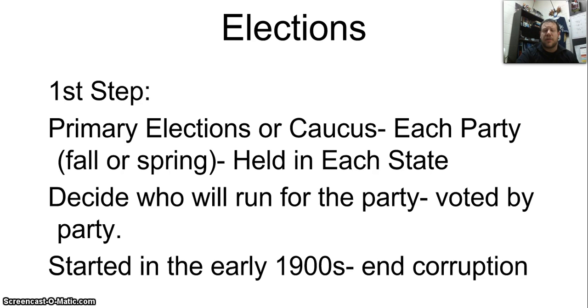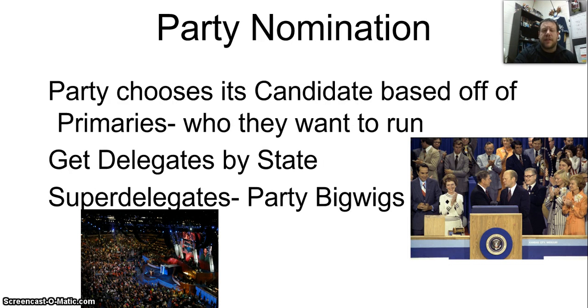So, the primary election process is just to figure out who's going to run for the party, and it's voted by the party. The idea was started in the early 1900s to end corruption. Otherwise, the party leaders would just select who they want, and then that's who would be in charge. The party leader is not the candidate. So what you have to do is, the party chooses based off what candidate, they have to get a certain number of delegates.